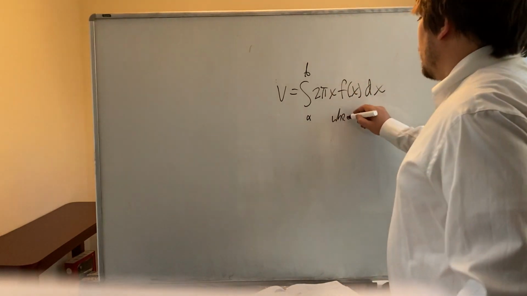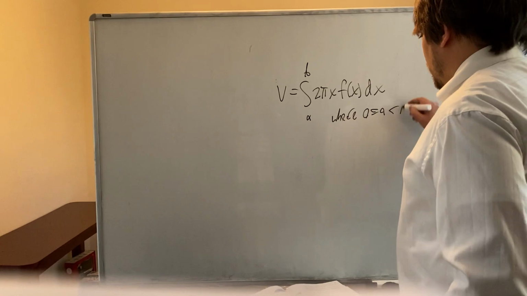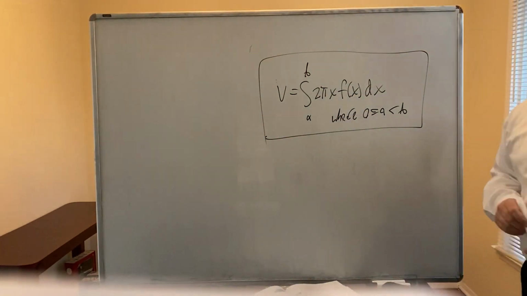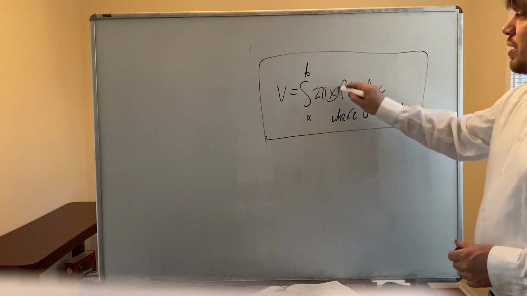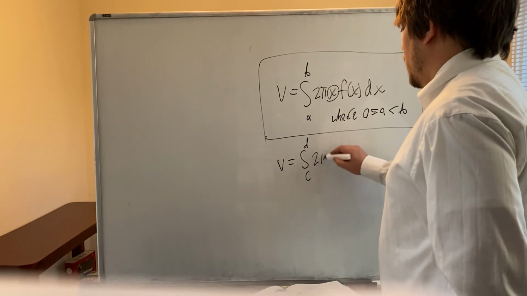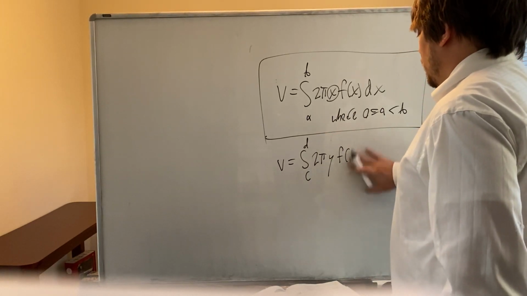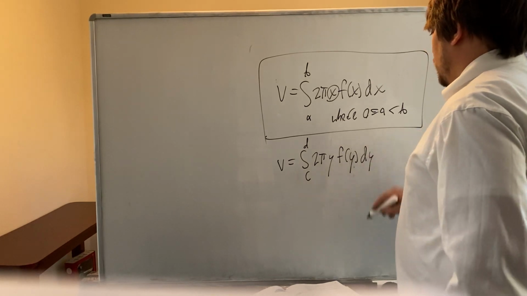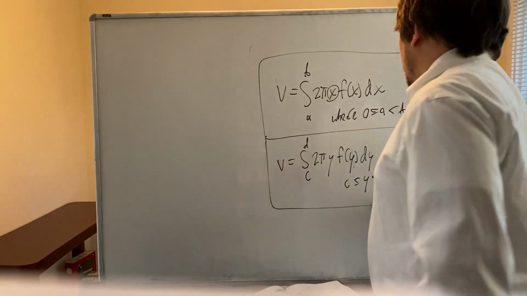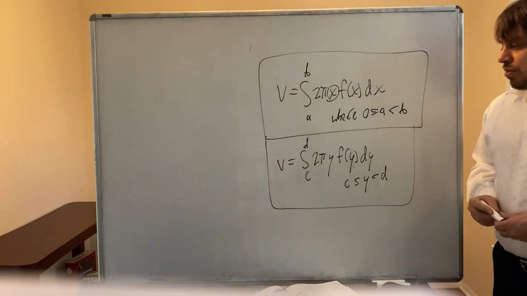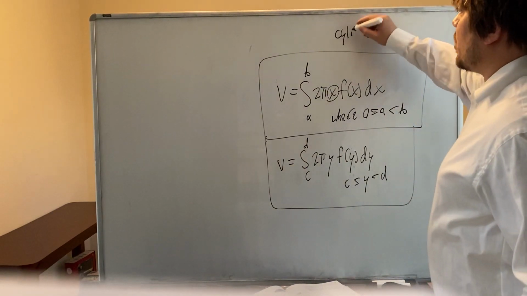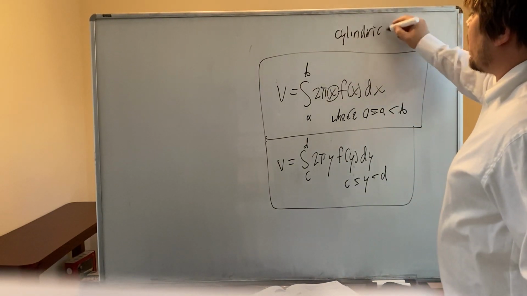where 0 is less than or equal to a, strictly less than b. This is the cylindrical shell method. The differential could be with respect to y also, so you could have 2 pi y f of y dy, where c is less than or equal to y, strictly less than d. So you could maybe use a differential with respect to y instead of with respect to x. This is using the cylindrical shell method.